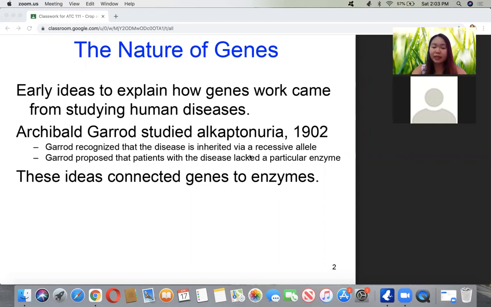So that could be, and also if you notice that your parents have characteristics or attitudes that you don't have, it doesn't mean they are not in your genes. Although it's not showing because it's recessive, it's still in your genes. And Garrod proposed that patients with the disease lack a particular enzyme, and this idea connected genes to enzymes.